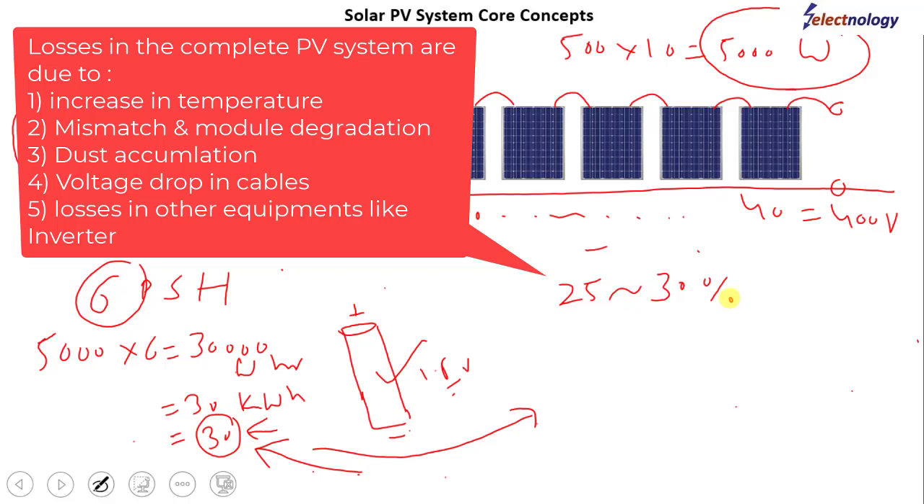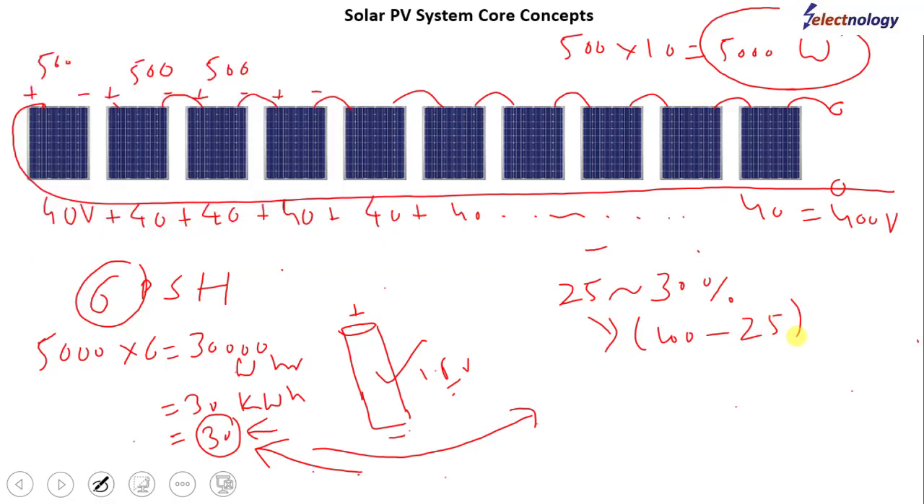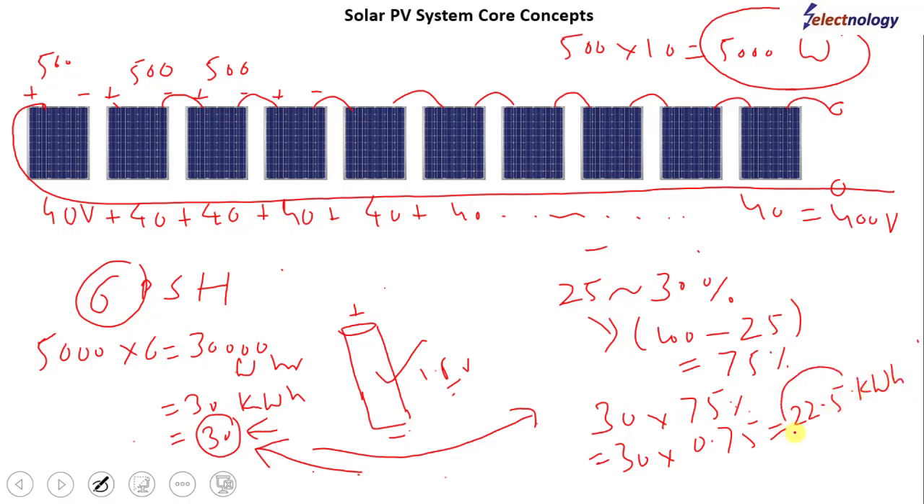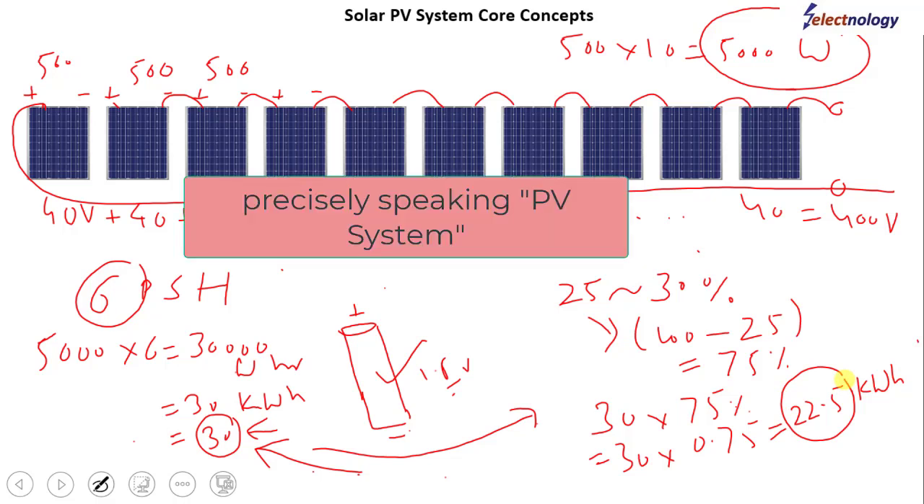This means the system efficiency is 100 minus 25%. If the losses are 25%, then the system efficiency is 75%. So if we have calculated 30 energy units previously, okay, we shall multiply it with 75%. So that becomes 30 into 0.75, and this is 22.5 kilowatt hours, which means 22.5 energy units shall be produced by this set of PV modules in one day for a particular location on an average.